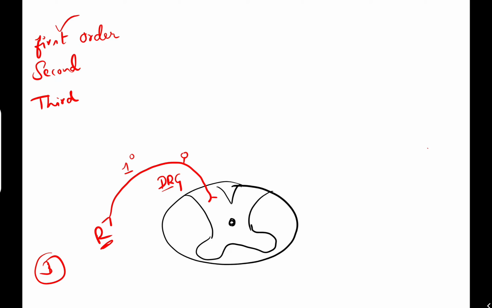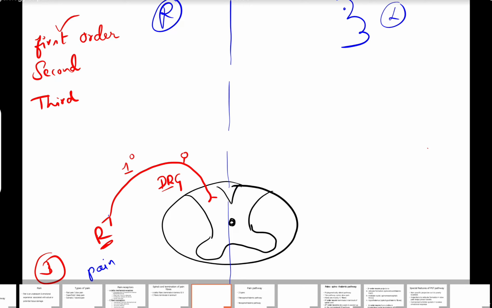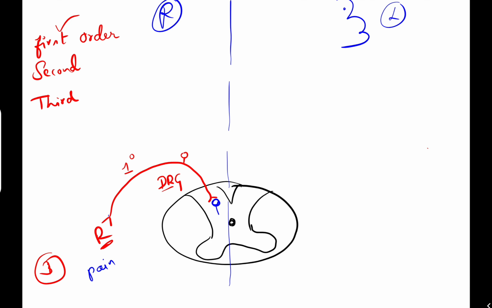Now we all know the pain pathway crosses to the opposite side. To understand this better, we first need to draw a midline. If this is the right half of the body, this side would be the left half of the body. The pain from the right side of the body will go to the left cerebral hemisphere, so the pain fibers have to reach here. The first order neuron has carried the impulses to the spinal cord. Now the second order neuron starts from the spinal cord and crosses in front of the central canal to the opposite side.